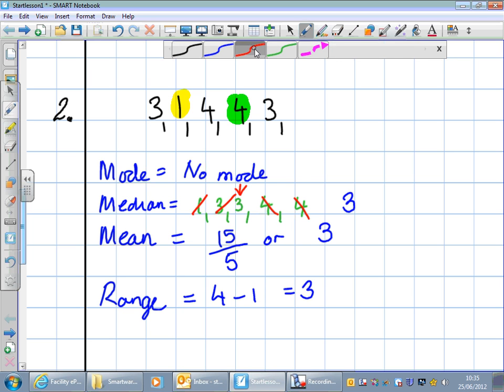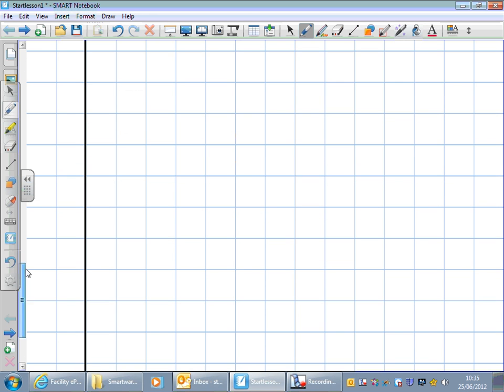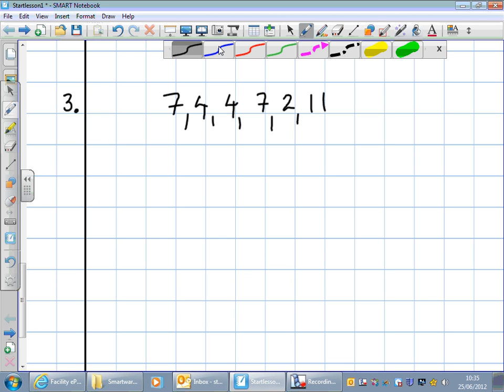Right, now, one more example where I'll go through it slowly, then I'll put a couple up there for you to try and work out the averages and the range. Right, could you write down the data? Write down the data. And let's have a look. We're going to find the 3 averages.